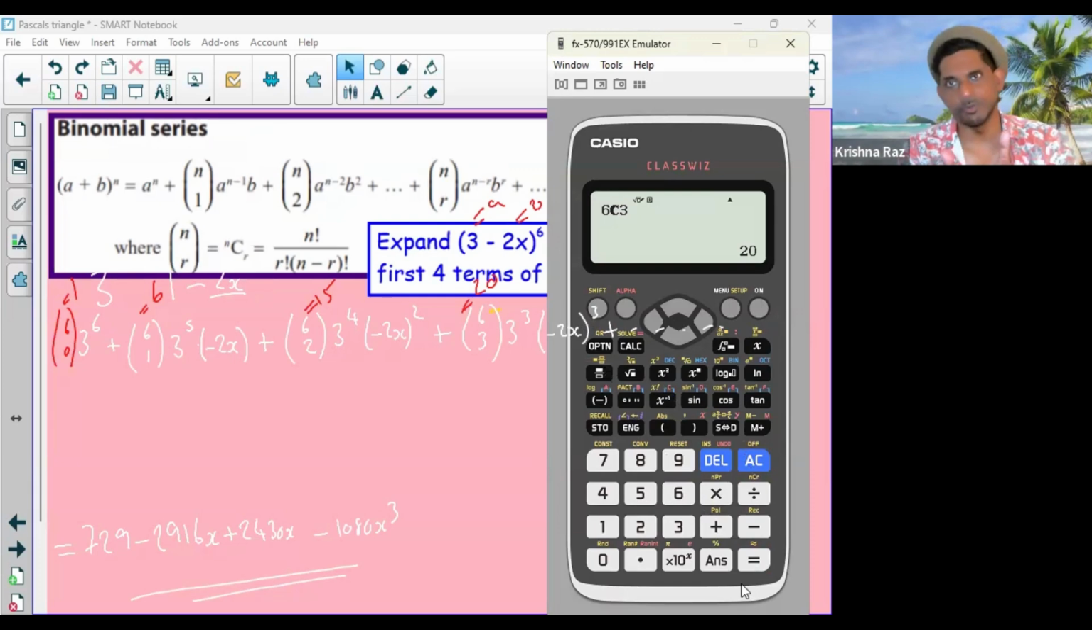So we can see this formula is more powerful than Pascal's triangle because it works for when the power is bigger than 6. Yeah.